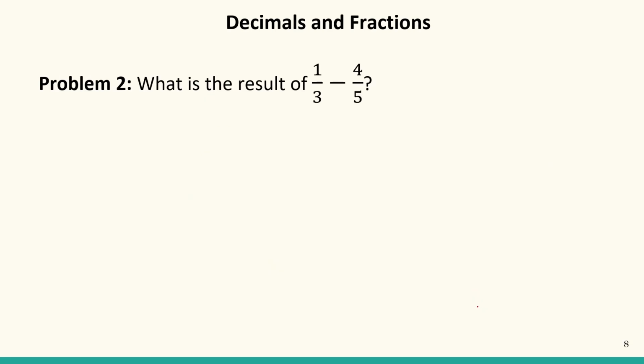So let's see problem number 2. What is the result of 1 by 3 minus 4 by 5? So what we have here is 1 by 3 and 4 by 5. Again we need to compare the two denominators, that is 3 and 5, and we need to get the LCM of 3 and 5. For 3 we got the multiples as 3, 6, 9, 12, 15 and so on. And for 5 we got 5, 10, 15, 20 and so on.